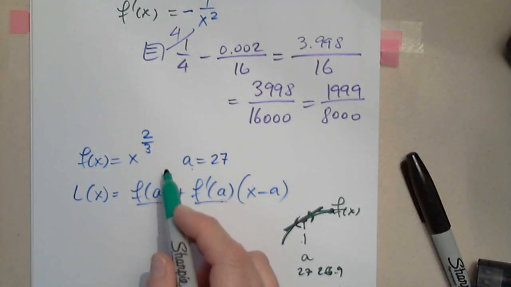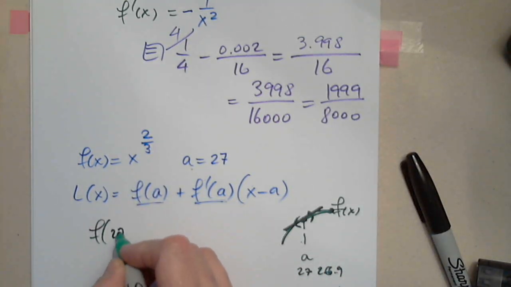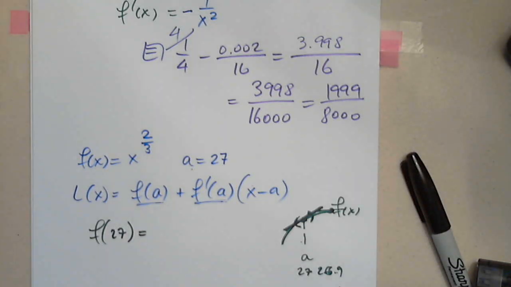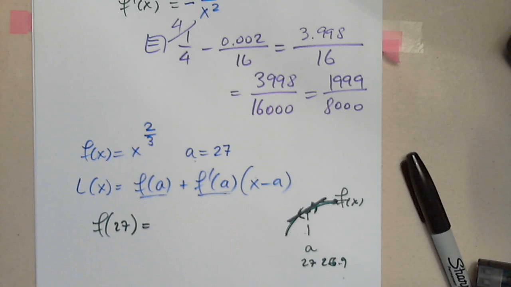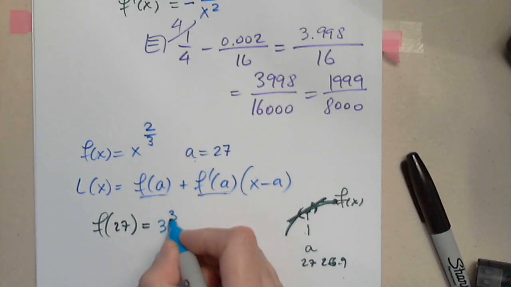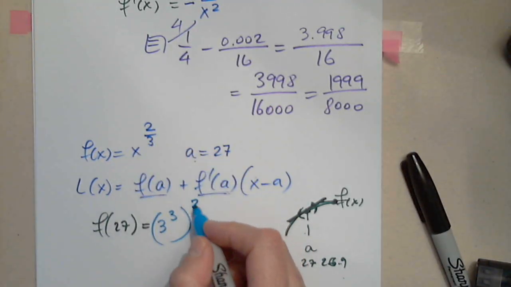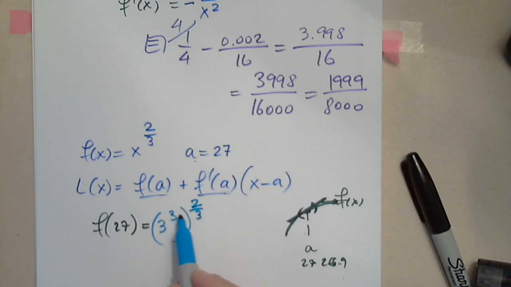Okay, so f of a, so f of 27, you can use the calculator, but here's what I would have done. Change 27 into 3 to the 3rd and put power 2/3 on it. And then when I multiply, these two go away, so it's 3 squared, which is 9.